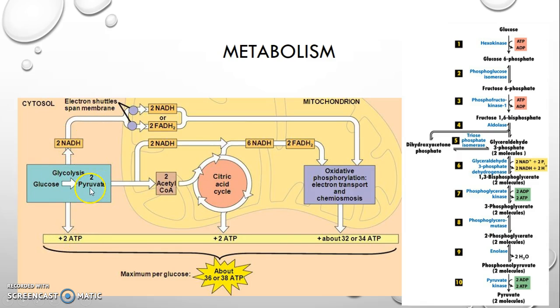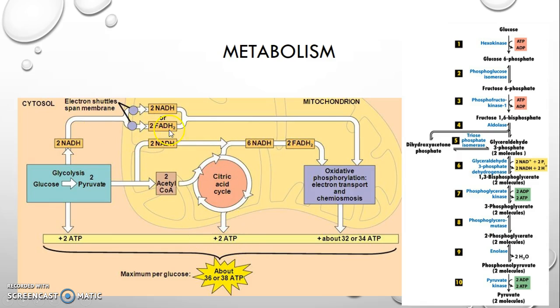That pyruvate can then go into the mitochondria, where it undergoes pyruvate oxidation and produces 2 acetyl-CoA, and then 2 NADH, which are electron carriers that we'll talk about later. Then these acetyl-CoAs enter the citric acid cycle, which uses up the rest of those carbons and releases them as carbon dioxide, and produces some more electron carriers as well as some ATP.